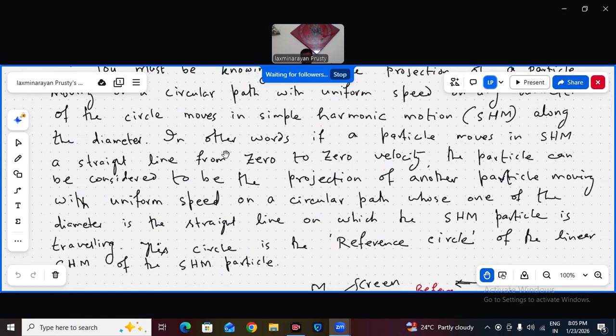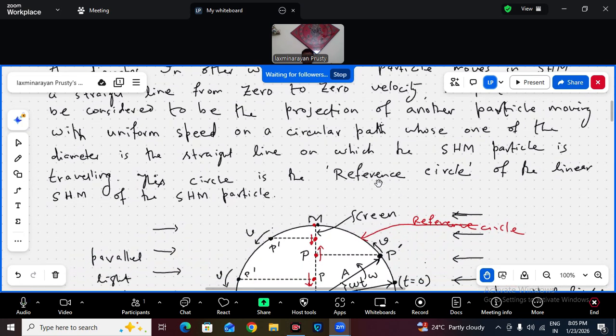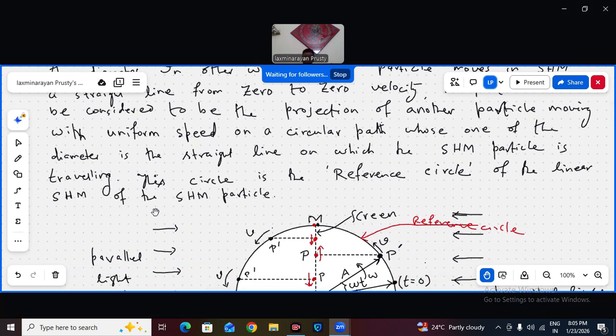That means, in other words, if a particle moves in an SHM in a straight line from 0 to 0 velocity, the particle can be considered to be the projection of another particle moving with uniform speed on a circular path, one diameter of which is the straight line on which the SHM particle is traveling. That's obvious. This circle is known as the reference circle of the linear SHM of the SHM particle.